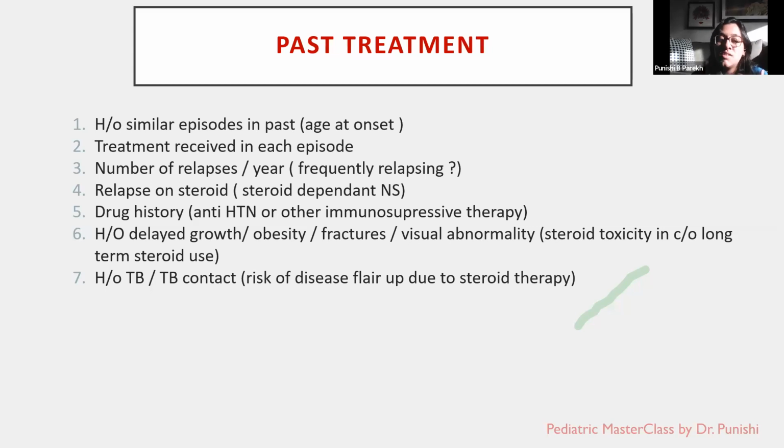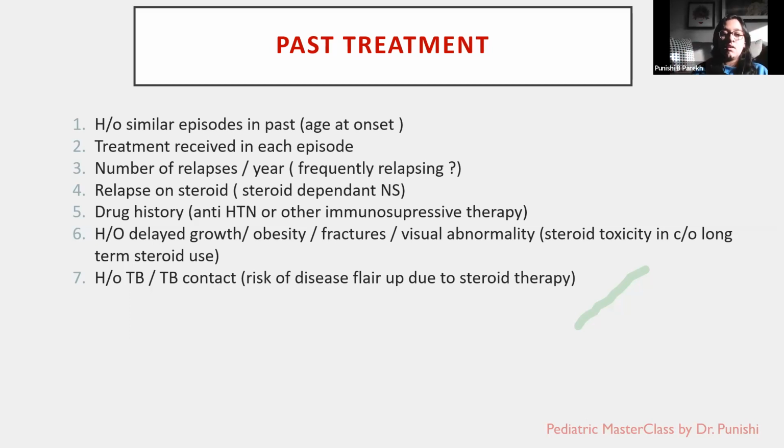So why are these questions again more important? Because I'm trying to classify the patient as either steroid sensitive, whether he's steroid dependent, whether he's steroid resistant, or whether he's a frequently relapsing nephrotic syndrome. Okay, these definitions or these terms might sound confusing, but it's very important to understand why, because the treatment options for each one are very different.